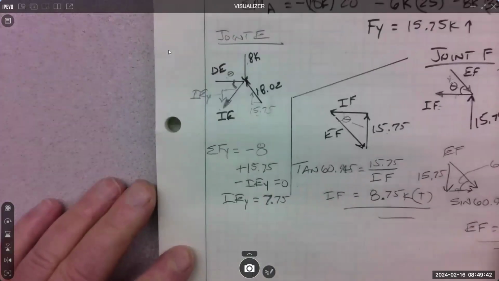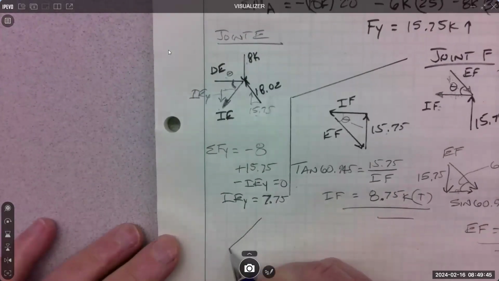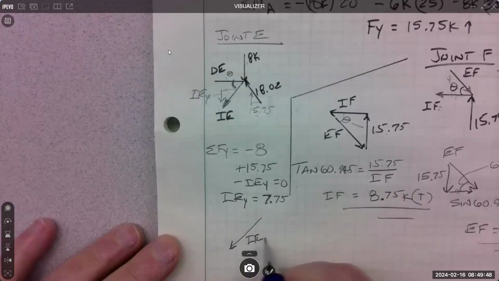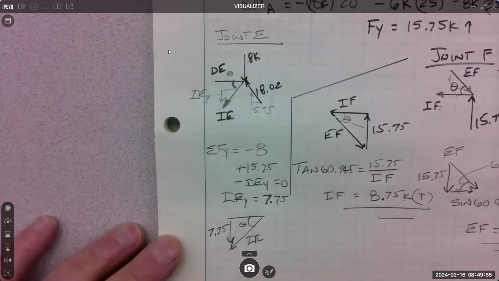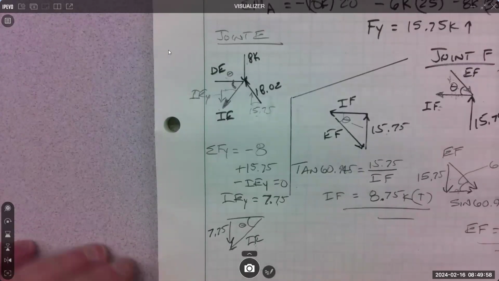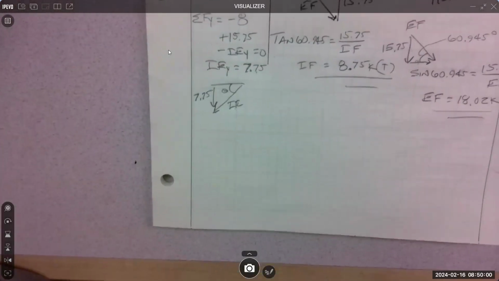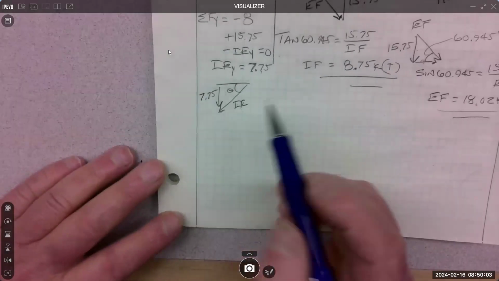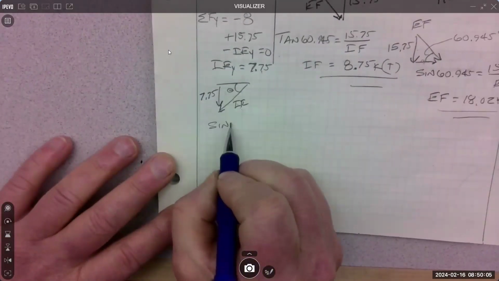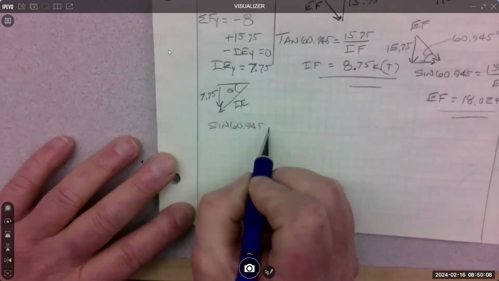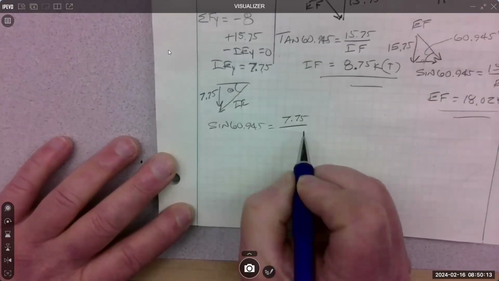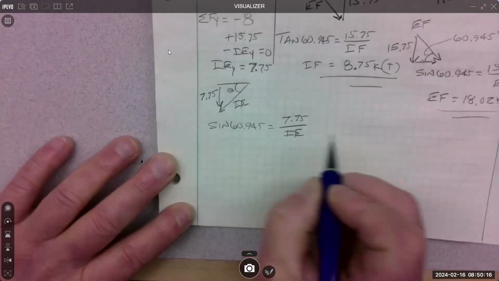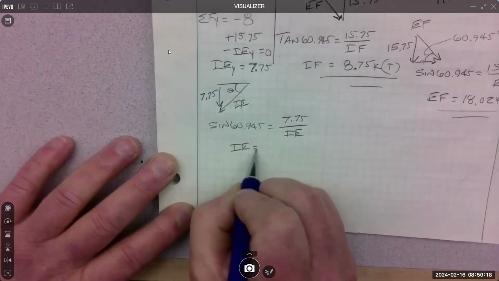So the long form of it would be pulling out IE, putting in IEY that we just found, 7.75, putting in theta, and then calculating this. It looks like sine is going to work quite well, right? Opposite over hypotenuse. Sine of 60.945 equals opposite over hypotenuse IE, which is what we want. Finally.